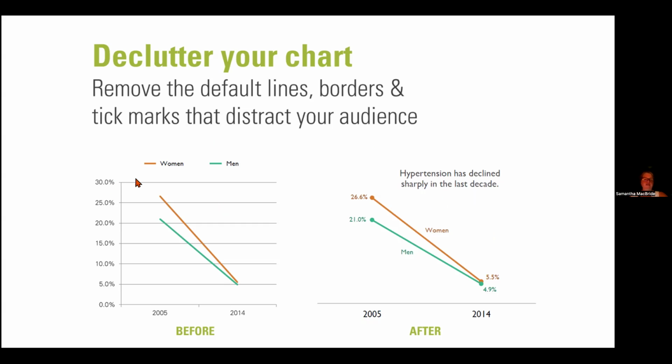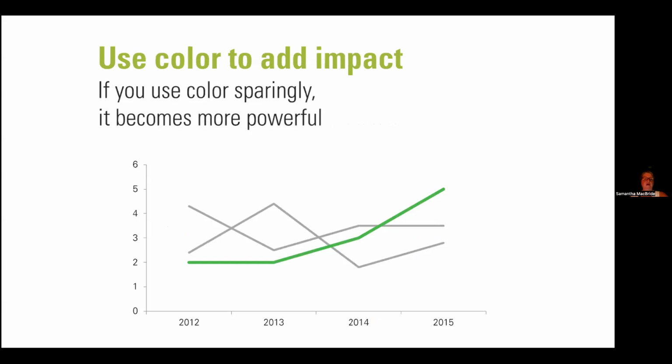This is showing not just that men and women have different rates of hypertension, but also that there's been a sharp decline, right? And I'm telling you about the difference between men and women simply by writing men and women here and through the colors, and getting rid of the horizontal lines in the background and adding some data labels makes it much clearer. And all of these things are completely doable in Microsoft Excel.